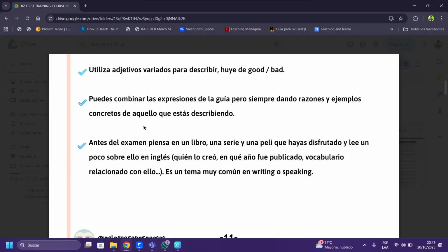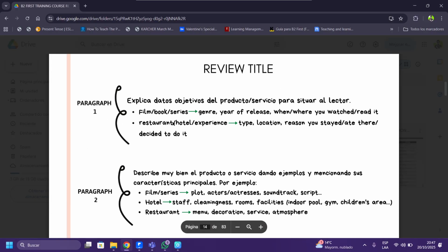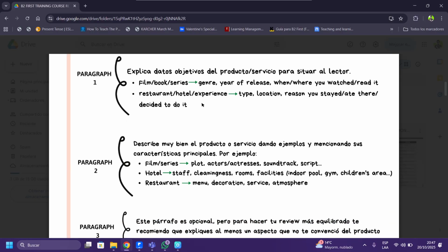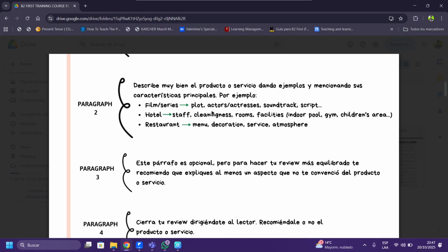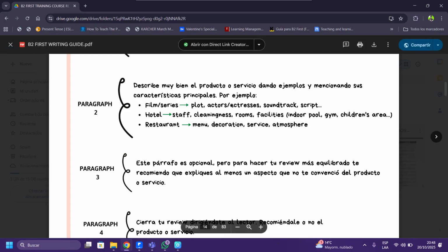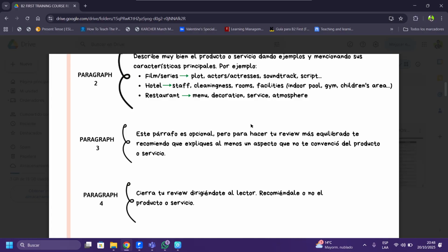You have to use a wide range of vocabulary and combine your expressions, but always giving reasons and examples. And here you have the structure. In the first paragraph you have to explain the objectives of the product or service, so you can give an idea to the reader. In the second paragraph, you have to describe very quickly and carefully what the product or service is about, by giving examples or mentioning principal characteristics. For example, in films or TV series, you have to write about the plot, actors, the soundtrack or the script. If you are writing about a hotel, a place or a restaurant, you have to describe the staff, the menu, the cleanliness, the rooms, the facilities, the service, decoration, and so on.